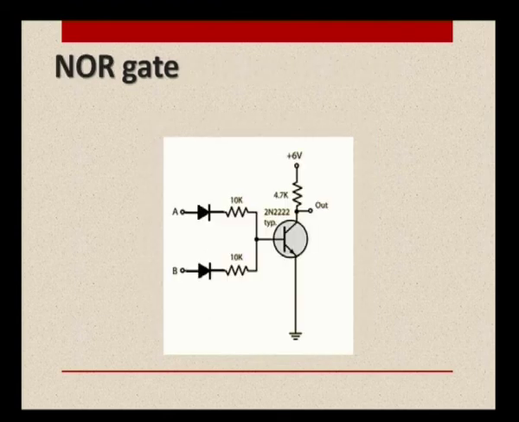For a NOR gate, we have these diodes, which were already discussed, and along with that one transistor is used for the NOT operation. The NOR operation is an OR operation followed by the NOT operation. So, in the same manner, we have taken two diodes. This part is the OR gate part and this is the NOT gate part.